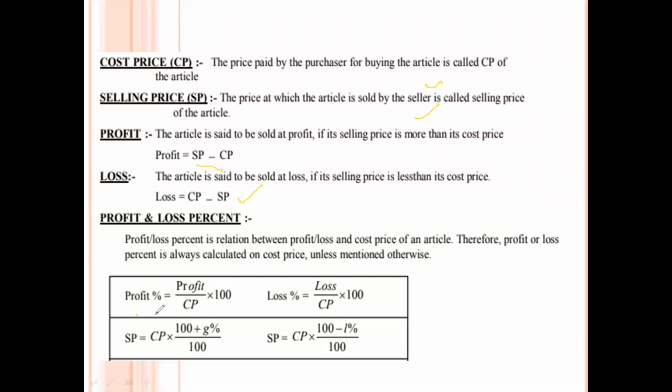So here profit percentage equals profit by cost price into 100. Loss percentage equals loss by cost price into 100. Selling price formula is based on cost price. In any problem, if cost price and gain percentage or profit percentage is given, selling price equals cost price into (100 plus gain percentage) by 100. If loss percentage is given, selling price equals cost price into (100 minus loss percentage) by 100. These are the basic formulas which we are going to use in this chapter.